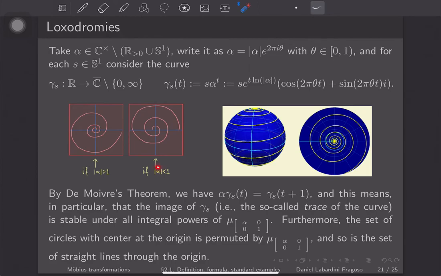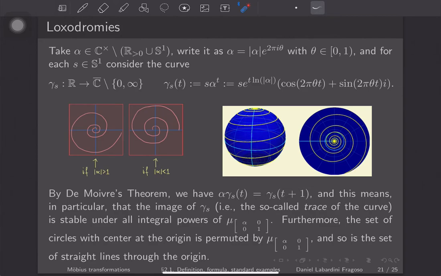if on the other hand the norm of alpha is less than one, same thing, you start winding around, in the counterclockwise direction. But its norm is less than one, so you start getting close to the origin. So counterclockwise, and you get close to the origin. And these are the two possible situations.